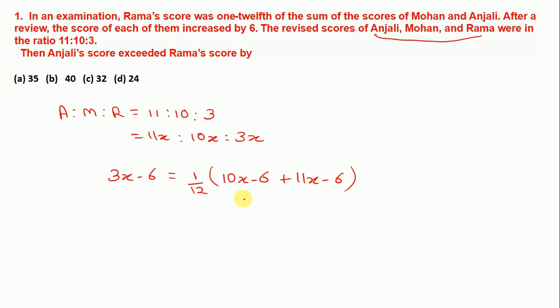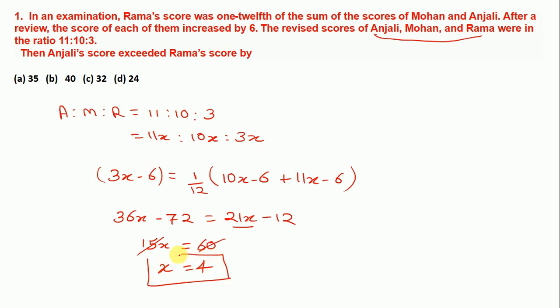So now we have to solve this equation. First of all I am multiplying by 12 in this equation. So it will be 36x minus 72, equal to 21x minus 12. So 36x minus 21x is equal to 15x, and minus 12 plus 72 is equal to 60. So the value of x will be 60 divided by 15, equal to 4. This is the most important thing that we have to find in this question, but this is not our answer.